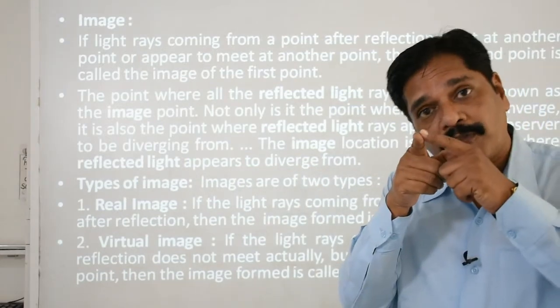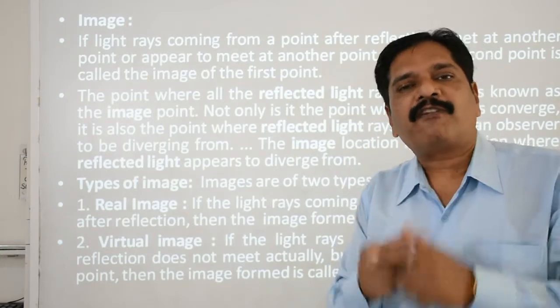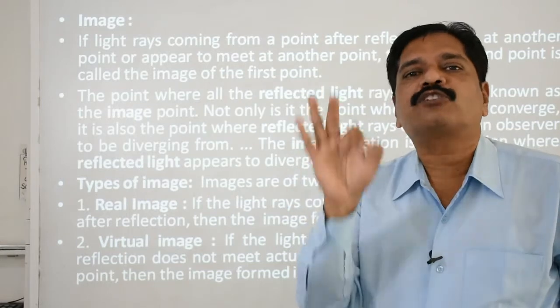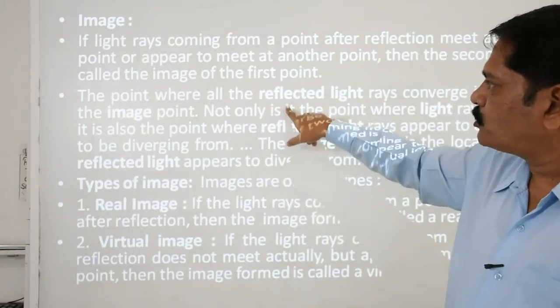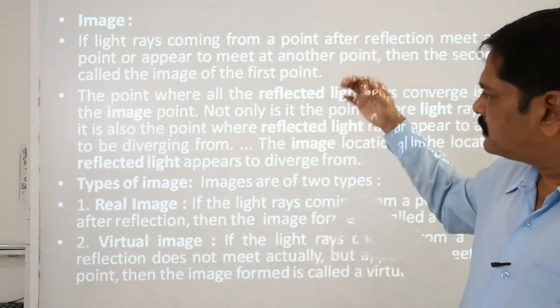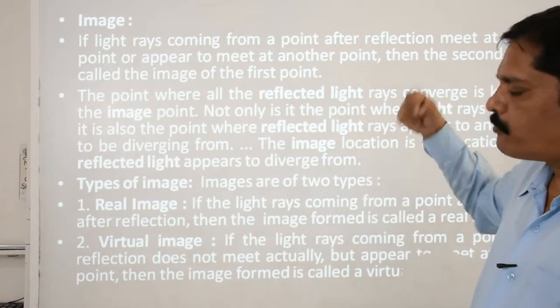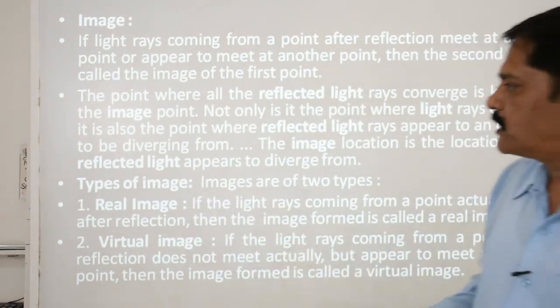That means the point of intersection where these two different reflected rays intersect. So this point of intersection of the reflected rays is called the point of image or image point, and this location is considered the image location from where the light rays appear to diverge.